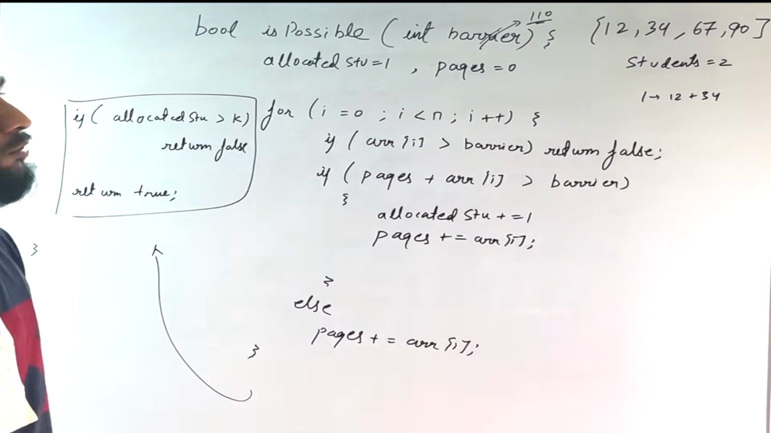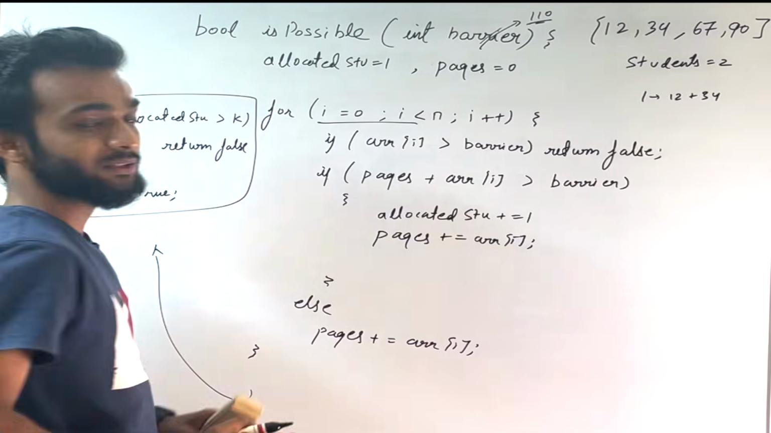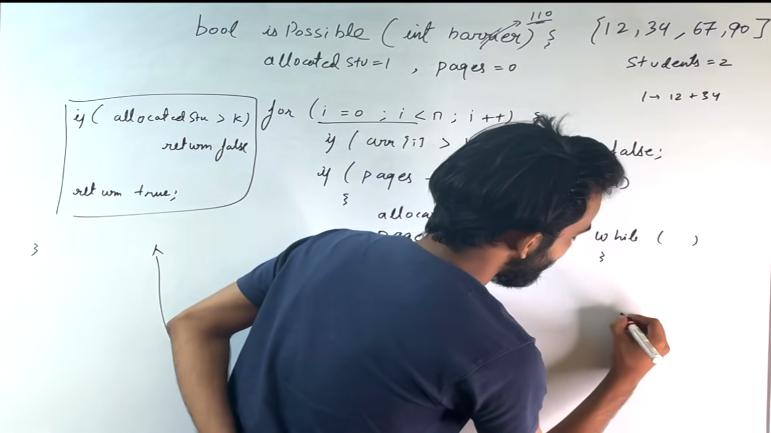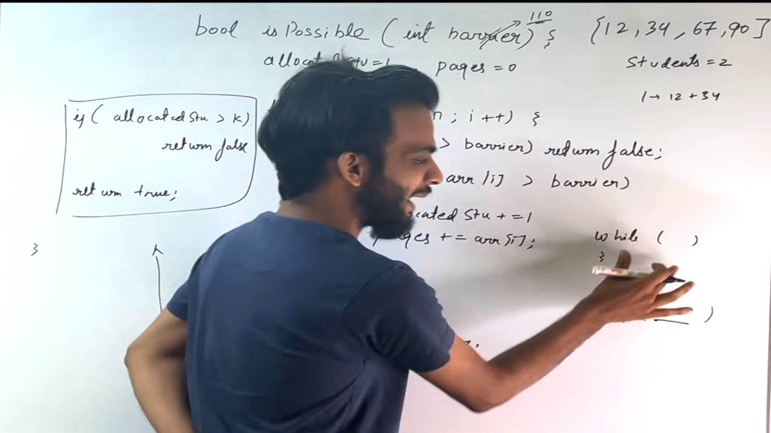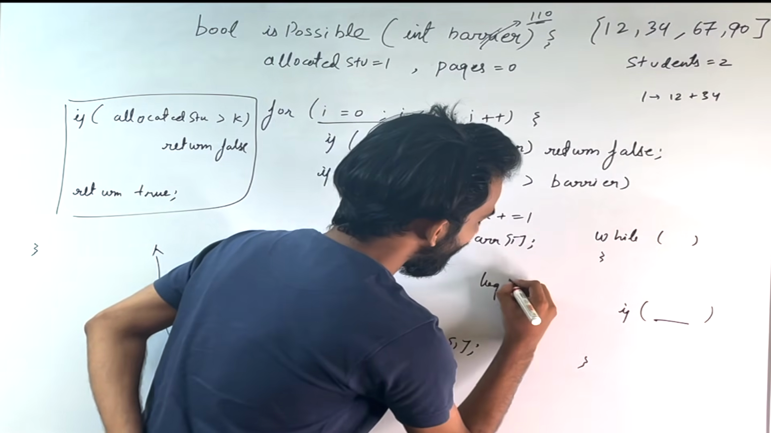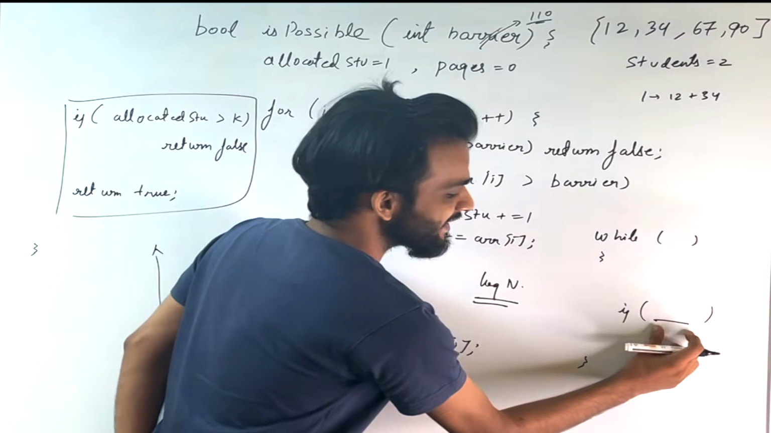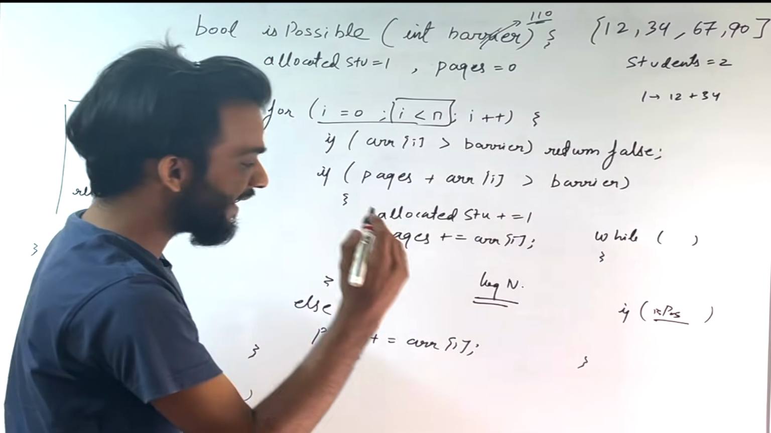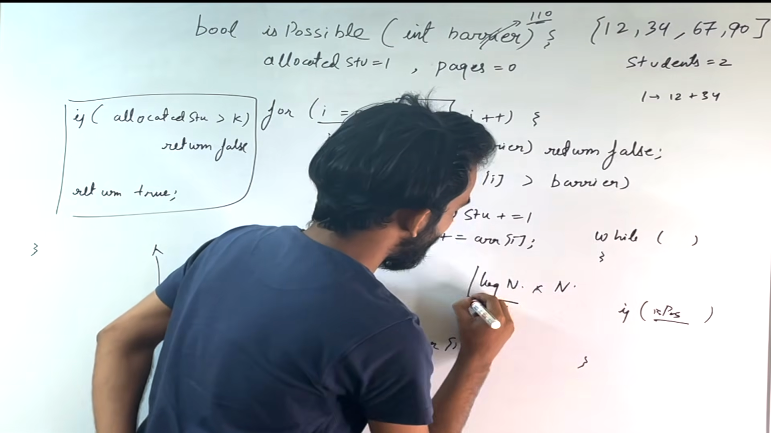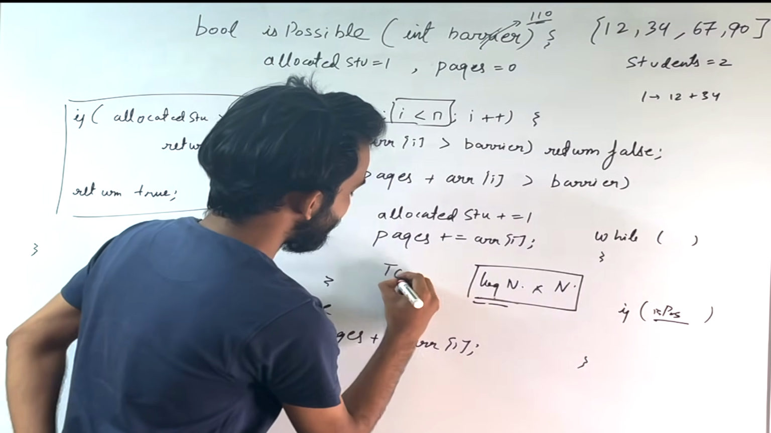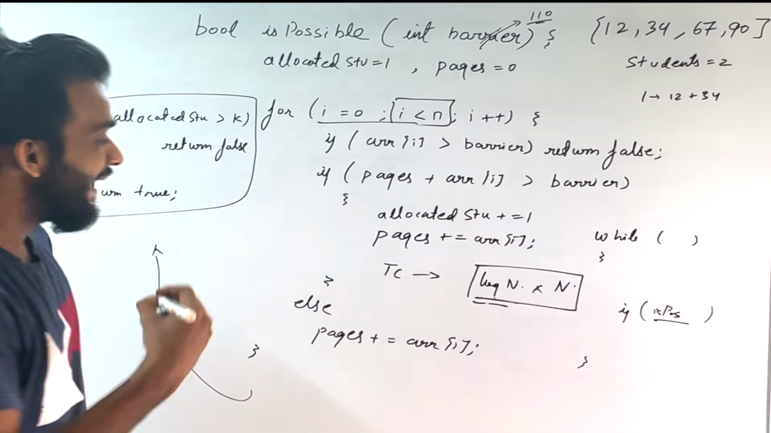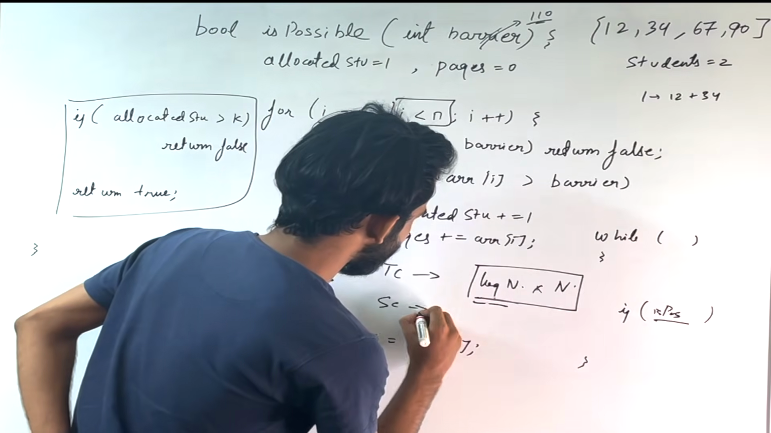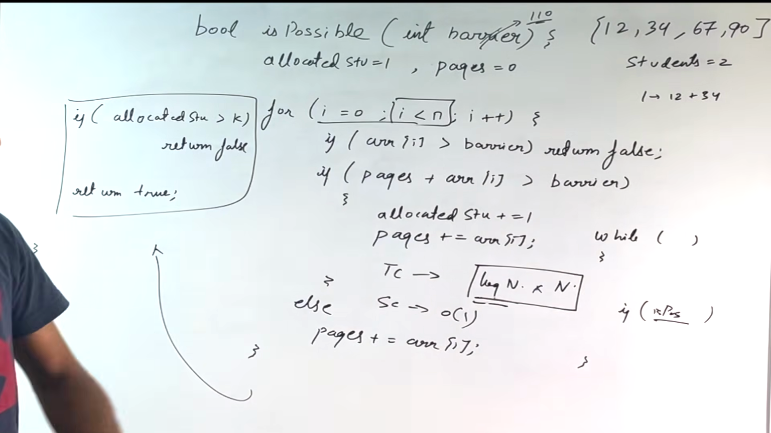What's the complexity of this code? Big O of n. Simple, because you're running a for loop. That's big O of n. So if you remember the structure of the code, it was a binary search. Inside that, you call this is possible function. So the binary search takes logarithmic of n, right? And this is the is possible function that you called. What is this is possible function taking? Big O of n. So I can say the complexity is log n into big O of n. That's the time complexity. Are we using any external space? No. Hence, the space complexity is big O of 1 for this particular solution.